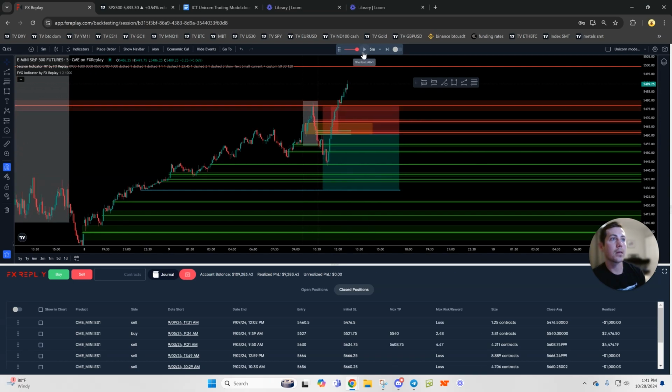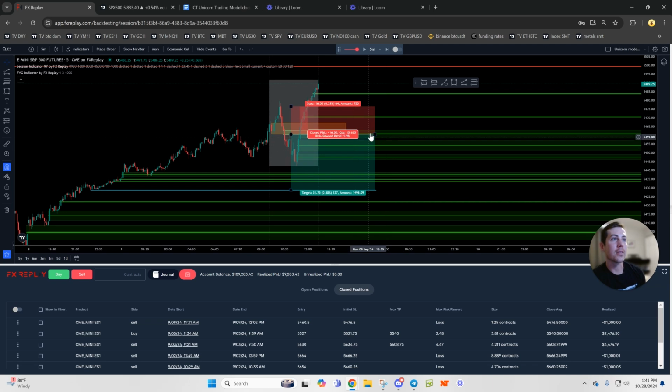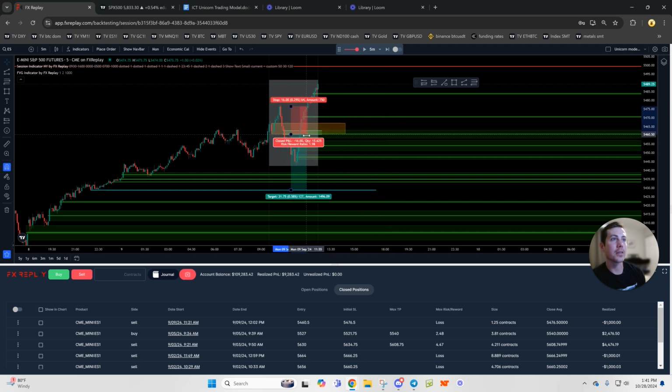So we got tagged in, and it was a loss. As I suspected, we swept the clear relative equal lows, and that's where we got our reversal. I don't think we would have been able to catch a long here. Let me just review real quick. Breaker would have been here. Fair value, yeah, there weren't any retests on the way.